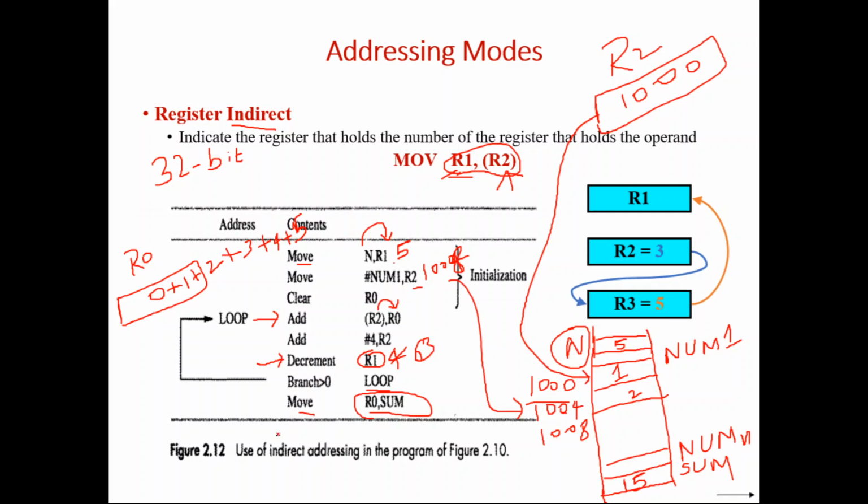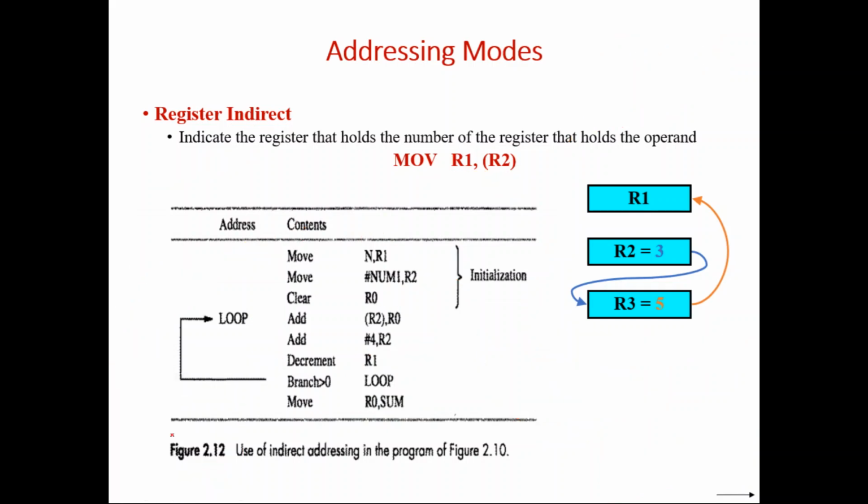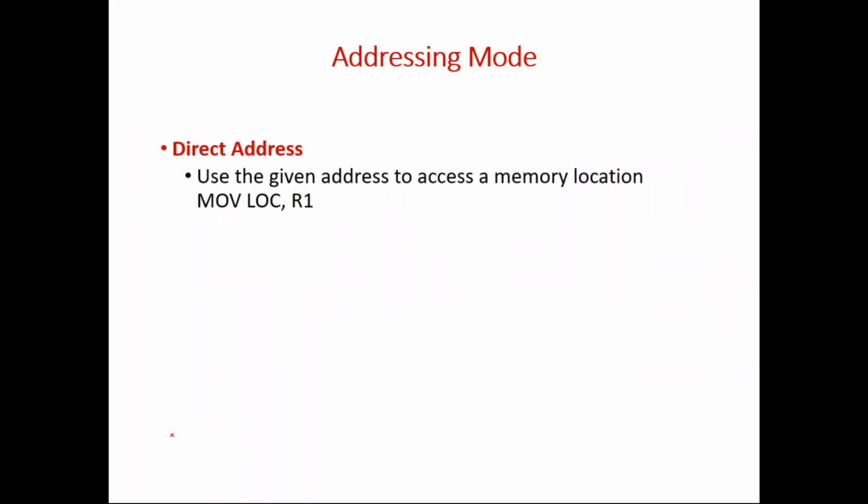That depends. And it is not that the register should always point to another register. It can also point to a memory. So here we discussed that R2 is pointing to another register R3, but here R2 is pointing to the memory location. Generally we use this addressing mode to make the registers point to the memory. So this type of addressing is called register indirect addressing mode.